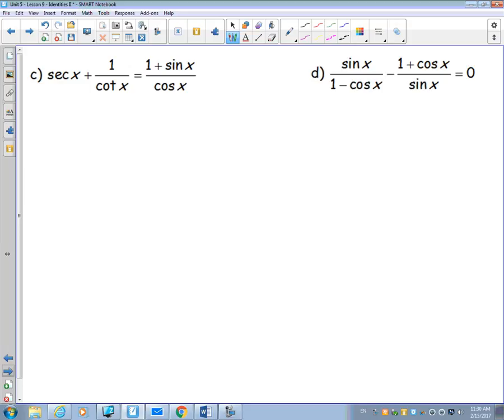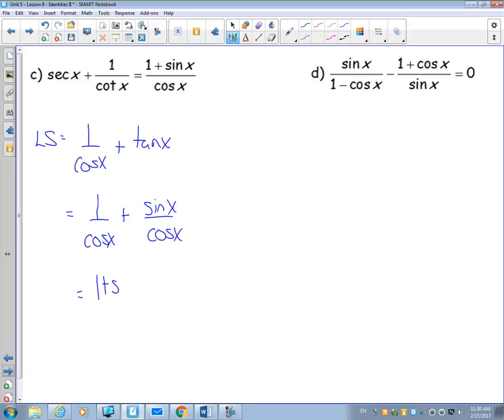Okay, which is more complicated? Well, in this case, I'd say the left side because it involves reciprocals. I don't really like reciprocals. I'm going to fix them. So secant is 1 over cos. 1 over cotangent is tangent. I don't really like tangent, though, either. I know that tan is the same thing as sine over cos. I have fractions with a common denominator, so I can write them as a single fraction. And if I stop and look right now, hey, look, that's the answer we want.